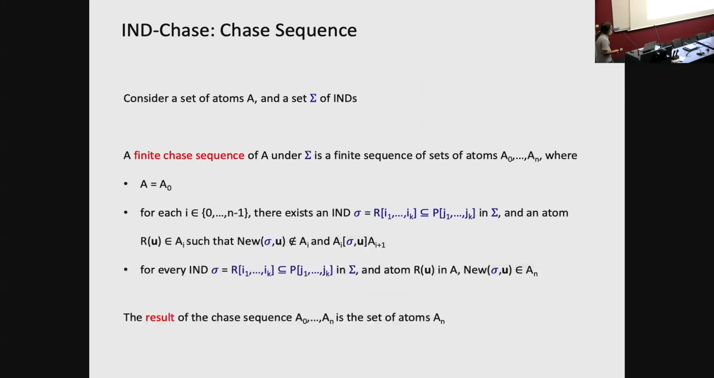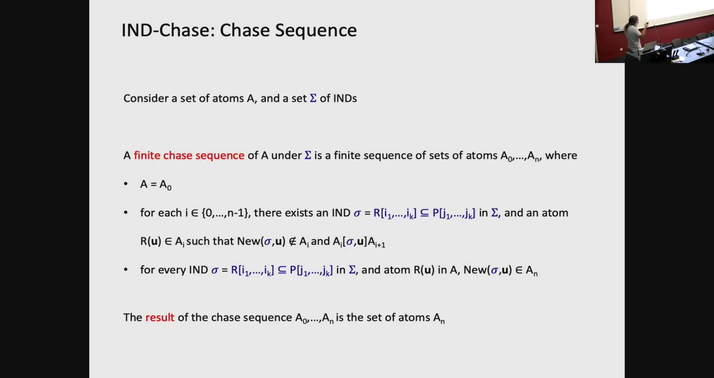And now, having the notion of chase step in place, let's go, again as we did for functional dependencies, to the notion of sequence. Because one single chase step is there, now we have to apply this iteratively, starting from the given set until there is nothing else to do. Now, let's start with the finite case. A finite chase sequence of A under sigma is a finite sequence of sets of atoms, where the first set of atoms in there is A.